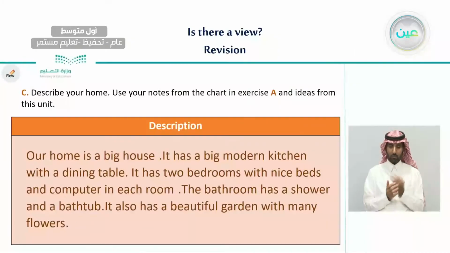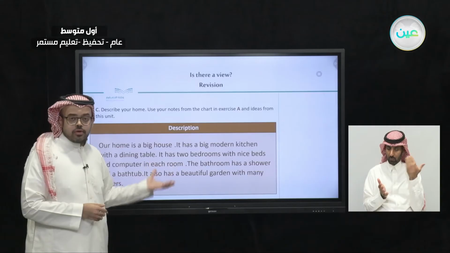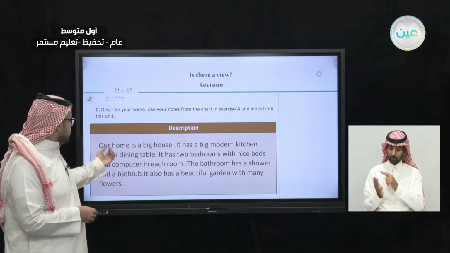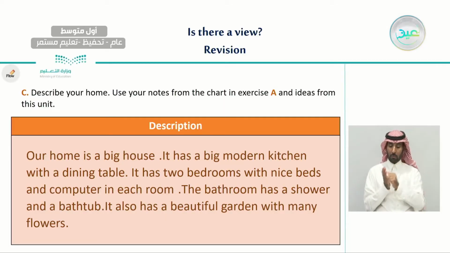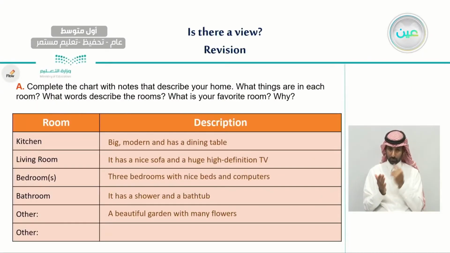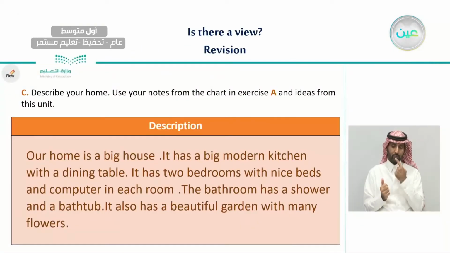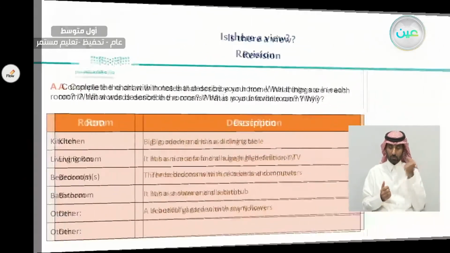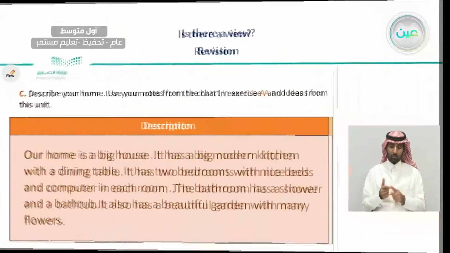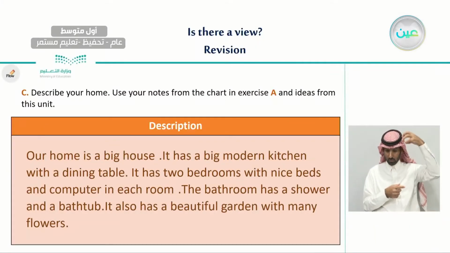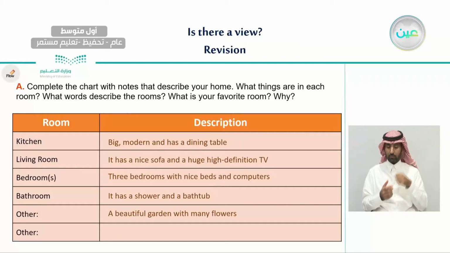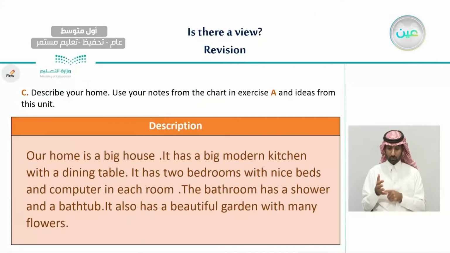If you can see here, this is the writing paragraph that we came up with at the end of our lesson. So let's read it first. We said that our home is a big house. It has a big modern kitchen with a dining table, as we wrote in the notes. And we said that it has 2 bedrooms with nice beds and a computer in each room, as we said in the table here. And we said that the bathroom has a shower and a bathtub, as we have written in this table as well. And the last thing we said, that it also has a beautiful garden with many flowers.